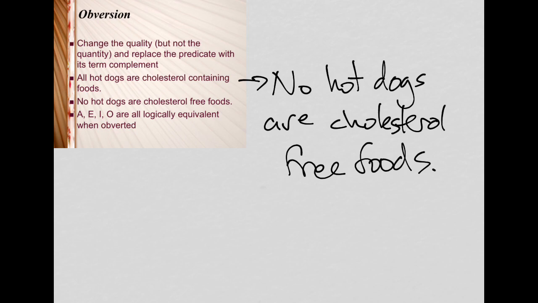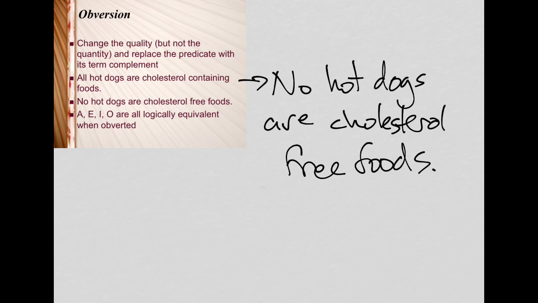So, we have obverted the statement. All hot dogs are cholesterol-containing foods. We've made it negative, but kept it universal, and we've replaced the predicate term with its term complement. We end up with no hot dogs are cholesterol-free foods, as you can see here also on the slide. So, reflect for a moment on that. That statement that we've just come up with means the same thing as the original, doesn't it? Right? If all hot dogs are cholesterol-containing foods, that means that no hot dogs are cholesterol-free foods.